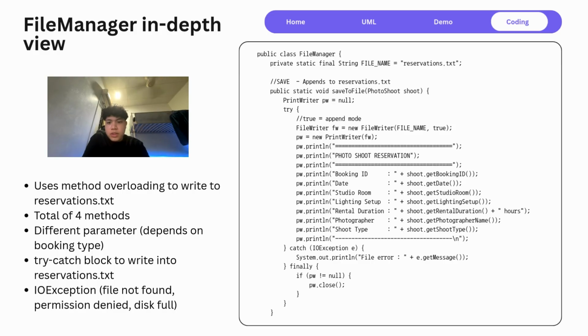And we also use a try catch block to write into the reservations.txt with an IO exception if the file is not found, or permission is denied, or if the disk is full.